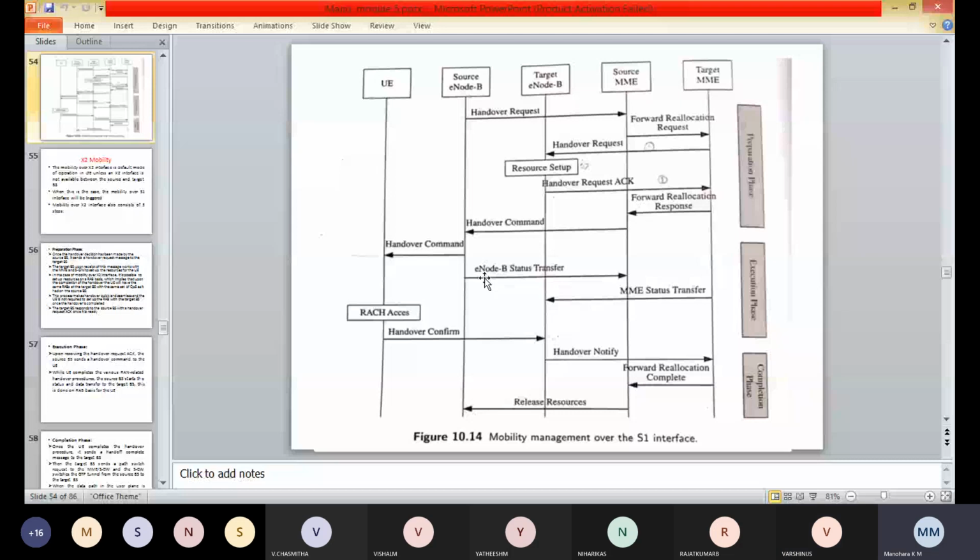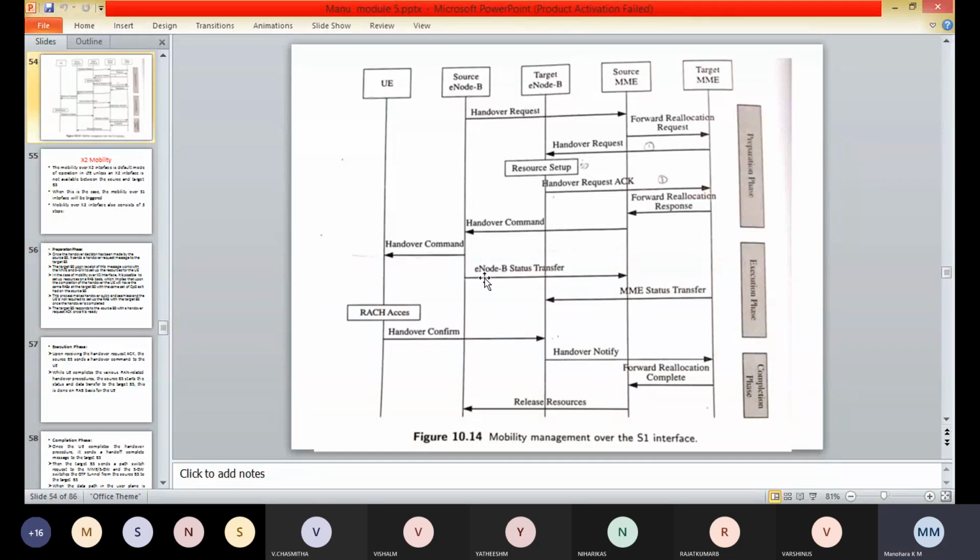So here in the S1 mobility, we have three different phases. So first we have the preparation phase. Second, we have the execution phase. At last, we have the completion phase. So here in the preparation phase, once a decision has been made for the handover and a target MME and E node B have been identified, the network needs to allocate the resources on the target side for the impending handover.